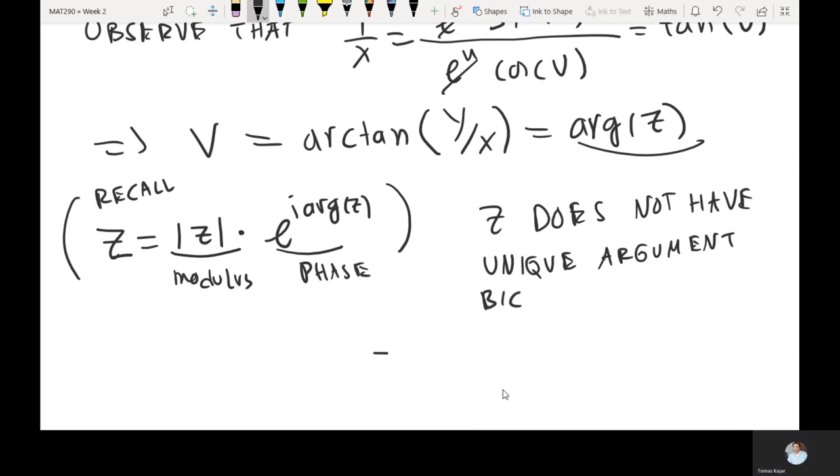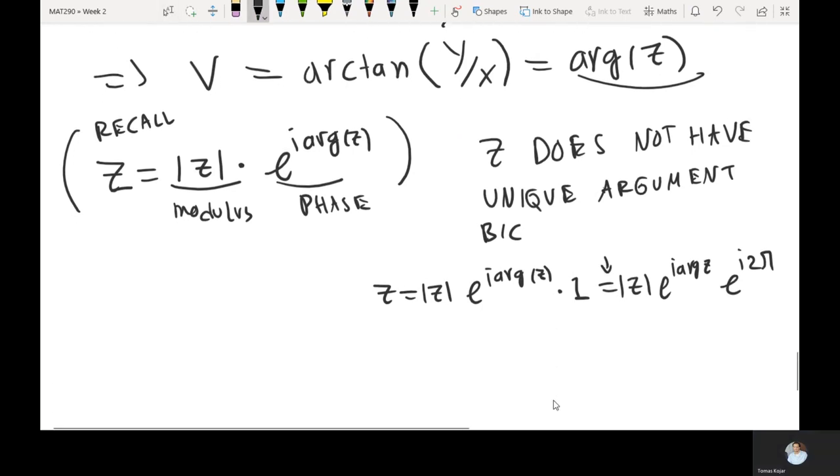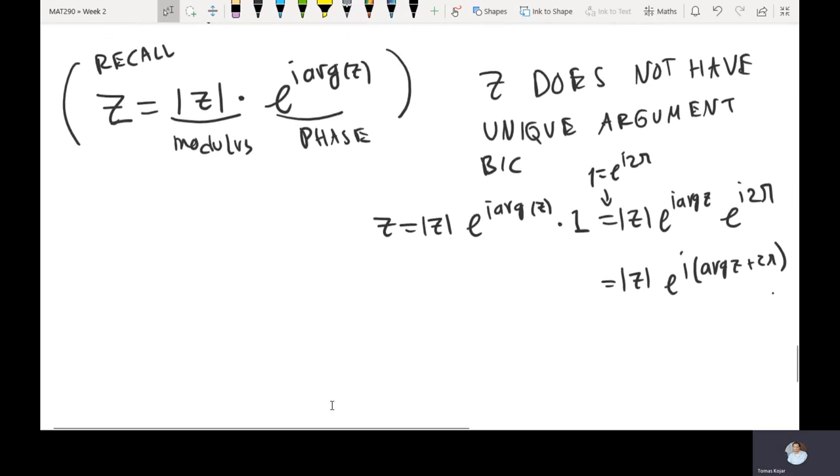Because z is modulus times e to the argument, you can always multiply by 1, which is e to the i 2 pi. Remember, 1 is equal to e to the i 2 pi. And so the argument changes. So yeah, let's finish it.